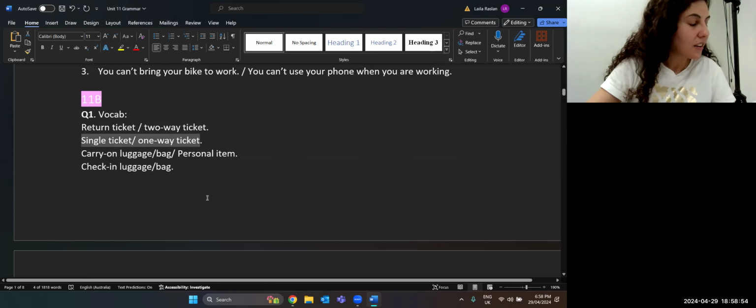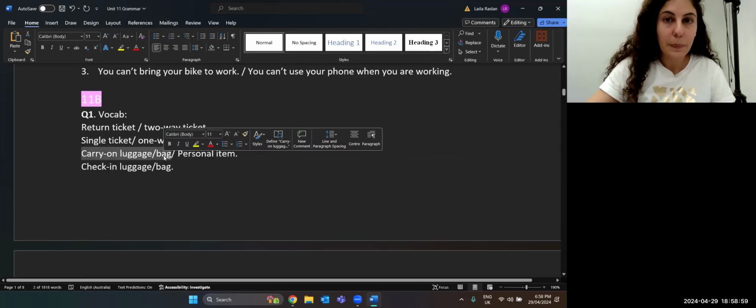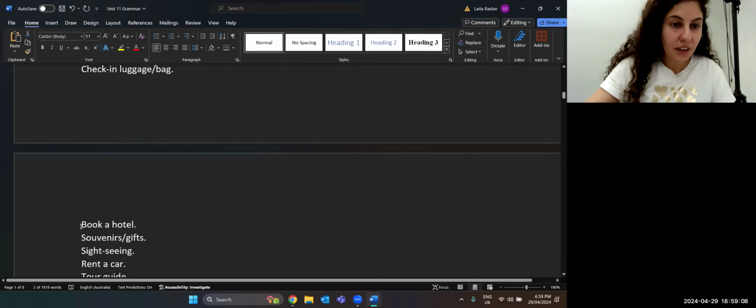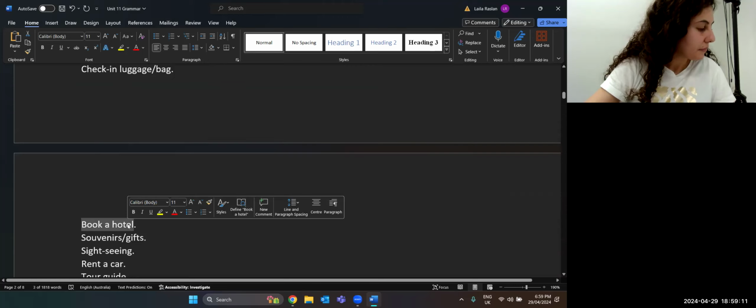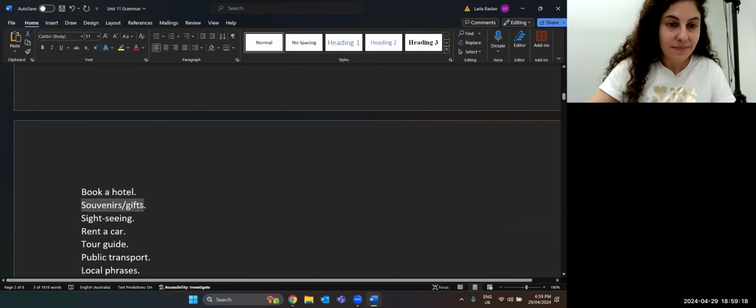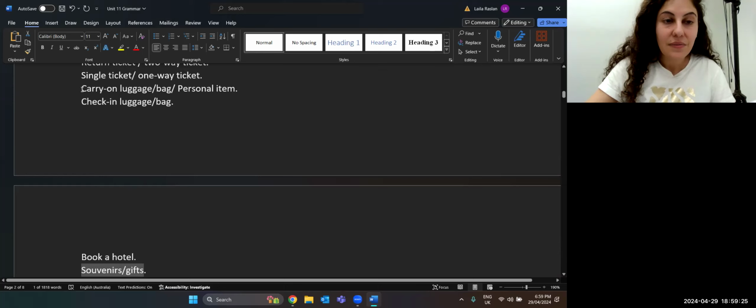You carry this bag onto the plane. That's called your carry-on luggage. You telephone for a hotel before you arrive. That's called book a hotel. Special objects you buy on a holiday, souvenirs. Give your bag to the airline so they can put it on the plane. Check-in luggage.